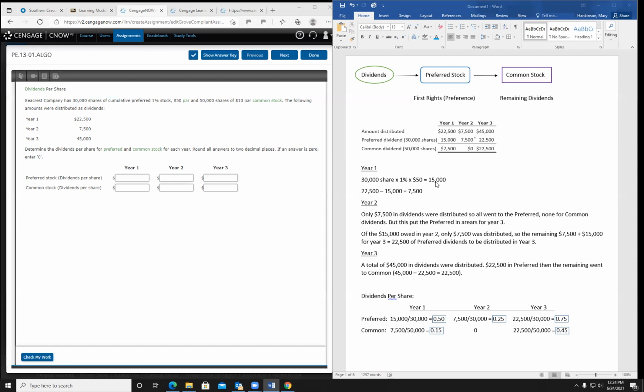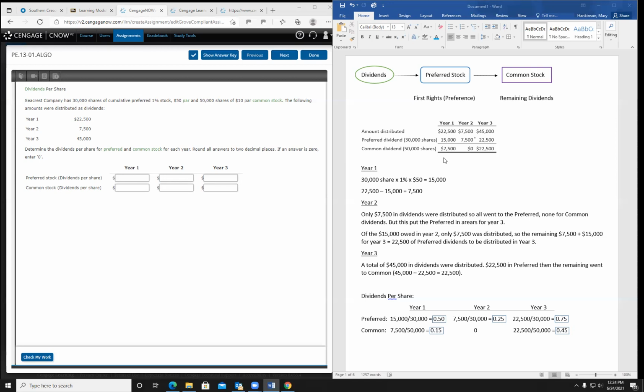And then if you look here in year one, it told us that they distributed 22,500 in dividends. So based on our equation here, 30,000 times 1% times 50, we know 15,000 of it is going to go to the preferred stock immediately because they get first, hence the word preferred. So then we do the remaining to common stock. So 22,500 minus 15,000 means we have a remaining 7,500 that we're now going to distribute in common dividends.